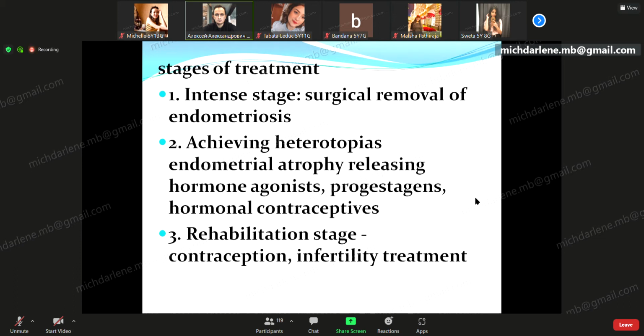Don't forget that we are talking about a late beginning of our treatment, because usually females don't want to go to the doctor with pain during menstruation.